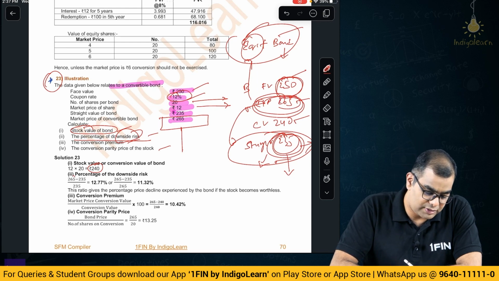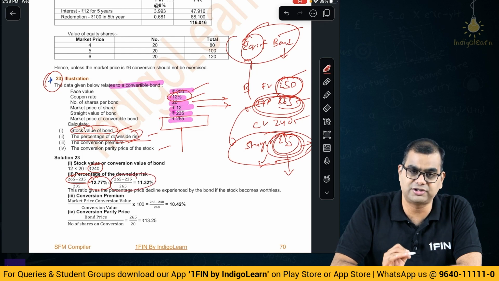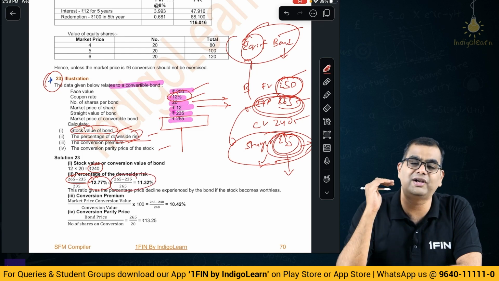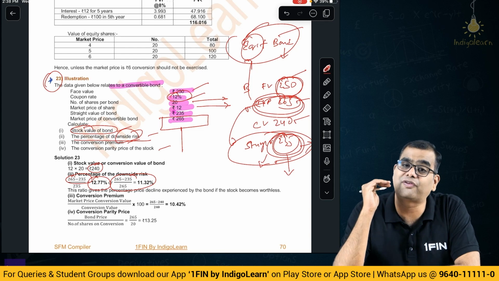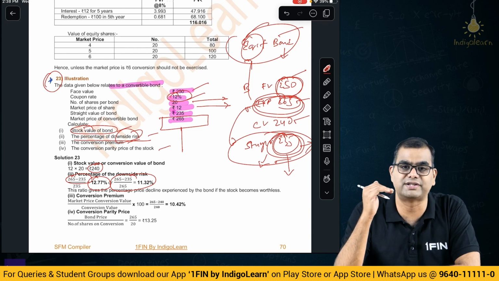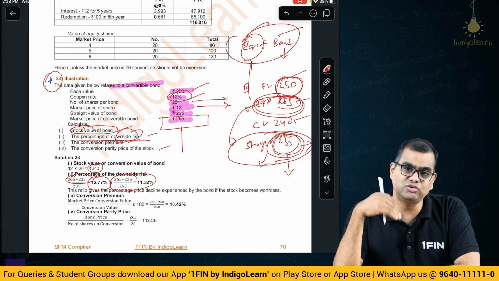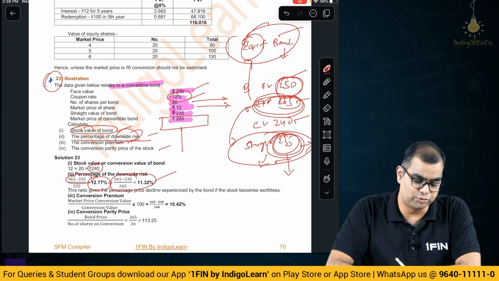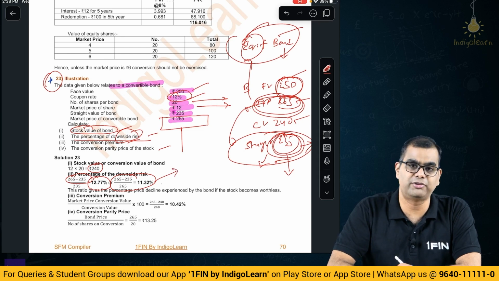So, from 265 to 235, the percentage of downside is 12.77. Or I actually think you should compute it like this as 11.32, simply because downside is from one level. So, you compute the percentage also from that level, and that level is 265. So, from 265, downside is 11.32%. I would stick with this second computation.